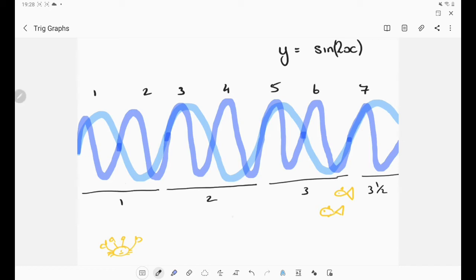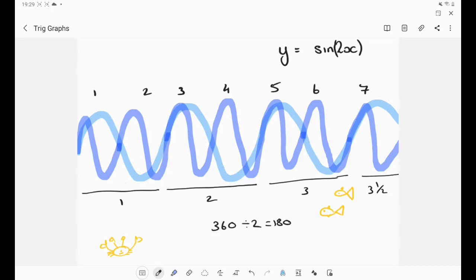Now that 2 also gives us some really valuable information. So we know that normally a sine wave has a period of 360. To find the period of the purple wave or the dark blue wave, all we have to do is take 360 and divide it by 2. And it makes sense because if one wave takes 360 and you have 2 waves in that space, then each of those needs to be 180.